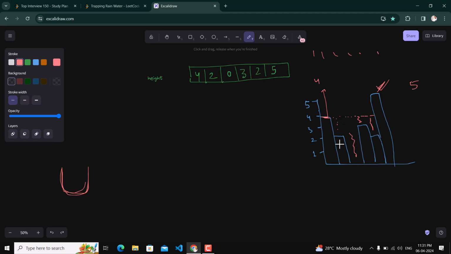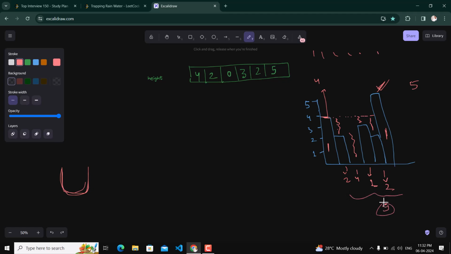So if we consider these two boundaries, the first and the last, what amount of water can we accumulate? Here 2 units of water can be accumulated, here 4 units. Here the height is 3 and the maximum we can go is 4, so 1 unit of water can be accumulated. Here the height of this bar is 2 and the maximum we can go is 4, so again we can accumulate 2 units of water. So the whole water we can accumulate is 9 units.